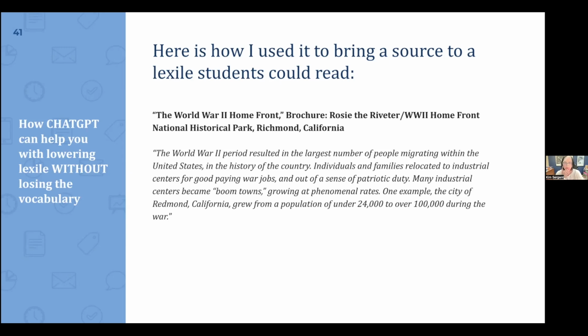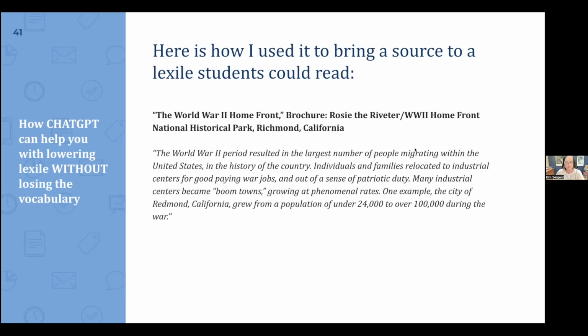Okay, something popped up there, Doug. We had a couple. What were those? Boom towns, migrating. I would think also just industrial centers. Yep, industrial. They'll be like, well, what's industrial? I see another one came in there. What was another one? Migrating. Yeah, phenomenal, because that's a descriptive word that we may or may not have to use.